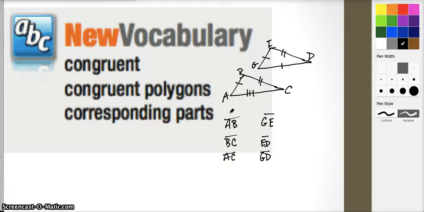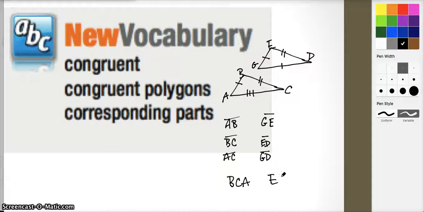Now, the reason why this is important is because when I'm naming the fact that, let's say I want to say that these two triangles are congruent, I have to name them in the order of their corresponding parts. So for instance, if I were to say triangle BCA, I'd have to name this triangle EDG. I couldn't say GED or DGE because the sides would not correspond. So let me show you. BCA, I've got to do an EDG.